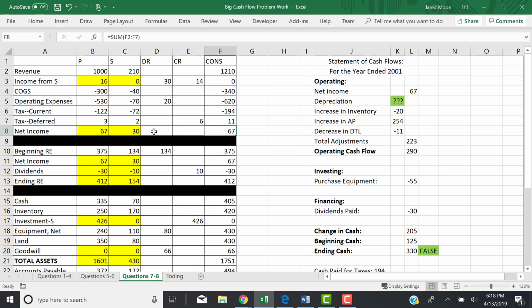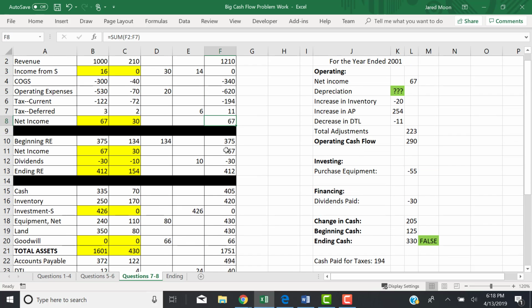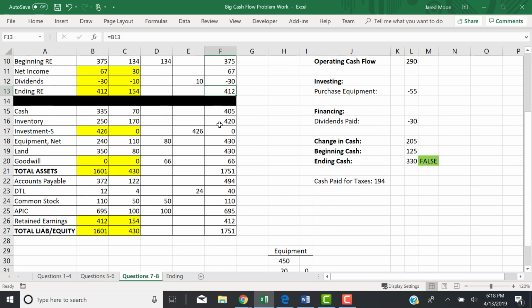If that confuses you, rather than summing across, you can do 67 plus 30 minus the debits of 50 plus the credits of 20, and that will give you 67. I don't recommend doing it that way because it will confuse you later, but that's one option. So summing all of them across, and this one is kind of the same. Retained earnings, you want to just grab the net income from above. Dividends, you can sum across. And retained earnings, ending balance, you're just going to grab over here because you already calculated it over here.